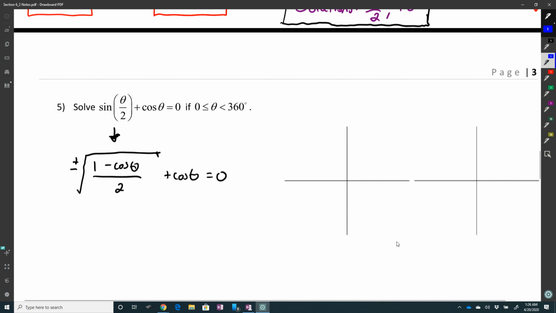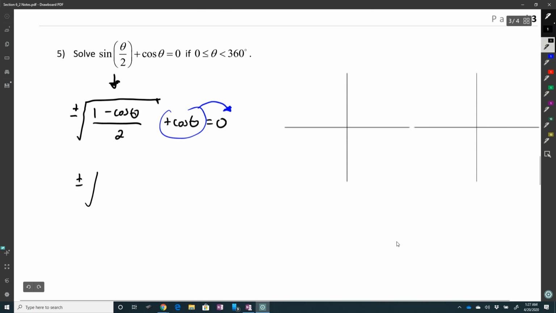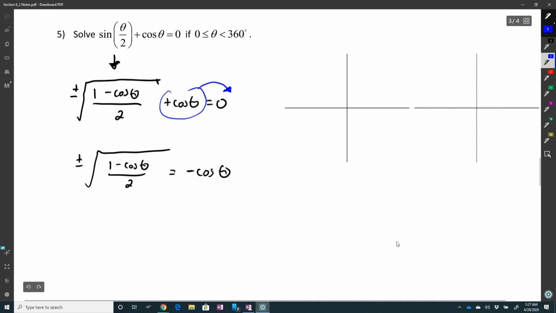All right, so you can tell by the square root that I'm going to have to square both sides, which means I'm going to have to check my answers when I'm done. But before I square both sides, I want to move this to the other side to make my life a little easier. So plus or minus square root of 1 minus cosine theta over 2 equals negative cosine theta. And now I'm going to square both sides.